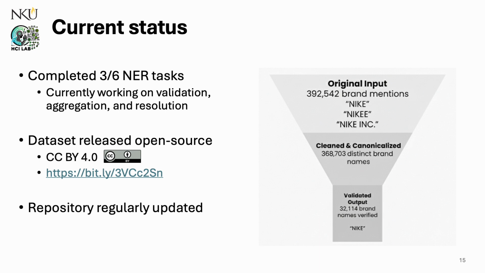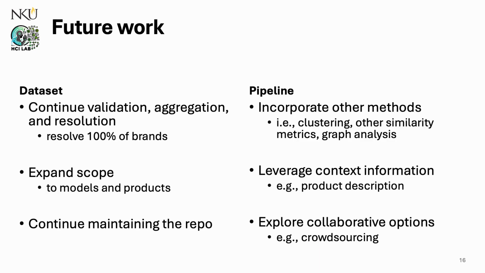At this point in the project, we have completed half of the pipeline and made significant progress toward full resolution. The steps, validation, aggregation, and resolution, are still ongoing as we continue refining and expanding the dataset. The complete dataset is already available open source, and you can access it on our GitHub repository shown here. We update it regularly as new brands are processed, validated, and merged, making it a continuously evolving resource for researchers and developers. Looking ahead, our goal is to fully validate and resolve 100% of the dataset, ensuring every brand name is correctly identified and linked.